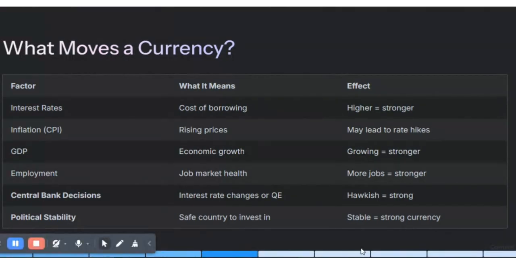So let's talk about political stability right here. So you see, if the politics of a particular nation, everything is stable, there is no much noise and all that.